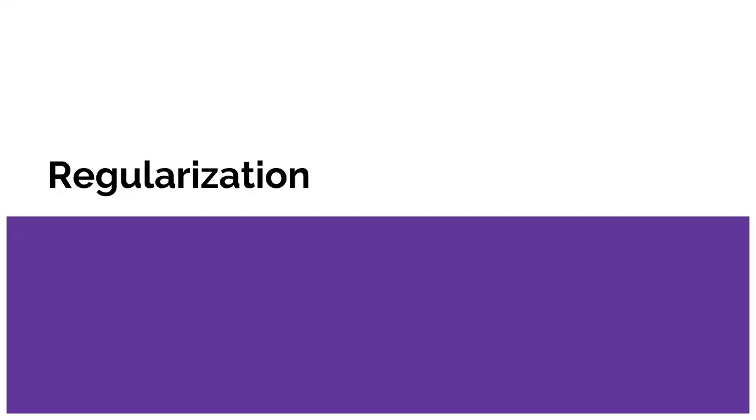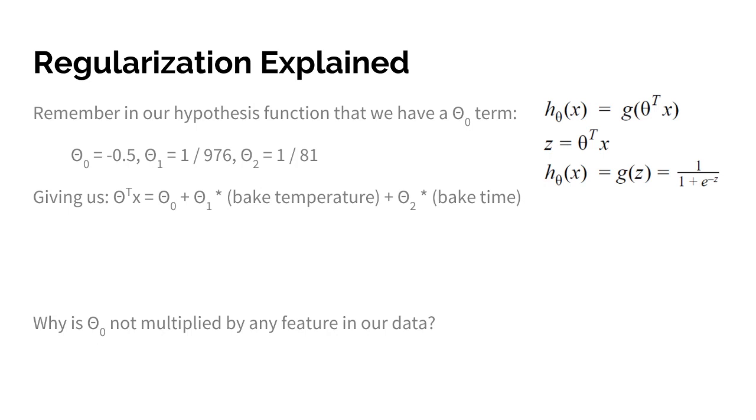So let's talk about regularization. I brought this term up in the past of this lecture when I talked about the theta zero term. So what does that actually do? So remember in our hypothesis function, we had a theta zero term that wasn't multiplied with the bake temperature nor the bake time. So the reason we add this is so that we can prevent overfitting, as we said previously.